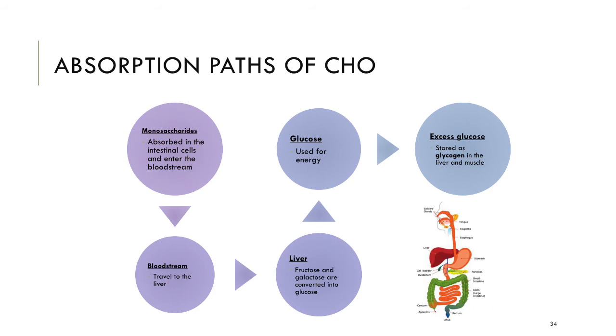Now, depending on the glucose status in our body at that time, the glucose can be used for energy, right? But if there's excess glucose, what happens? Our liver has the enzymes to convert this excess glucose into glycogen, and this glycogen is stored in both the liver and the muscles.